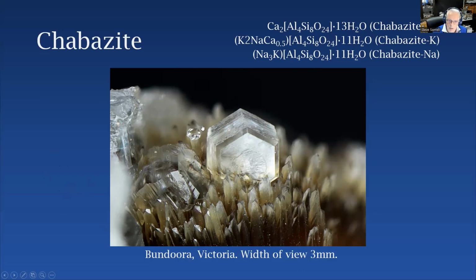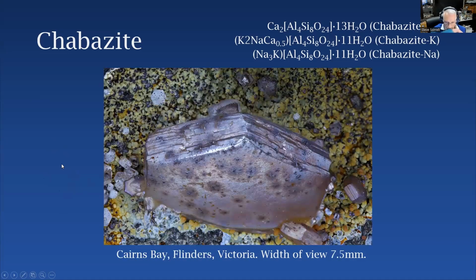But yeah, that was a nice little surprise, that poking up in the background there. And then Flinders is probably the best known locality for melanite and chabazites, and was listed early on in Dana as well.